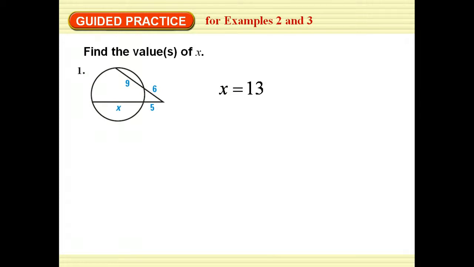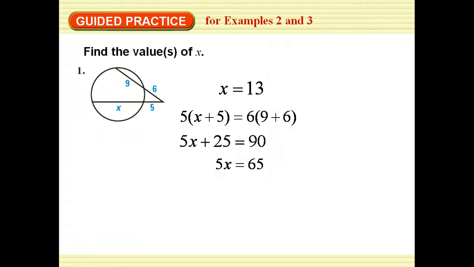Remember, the external part, 5, times the whole thing, x plus 5, has to equal the external part of the other one, 6, times the whole thing, which is 9 plus 6. So 5x plus 25 is 90. Solving for x, I see that x is 13.